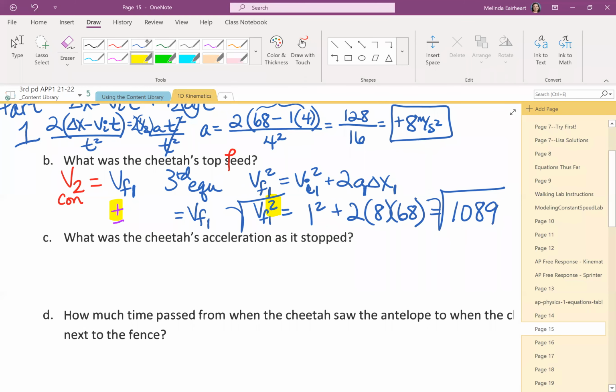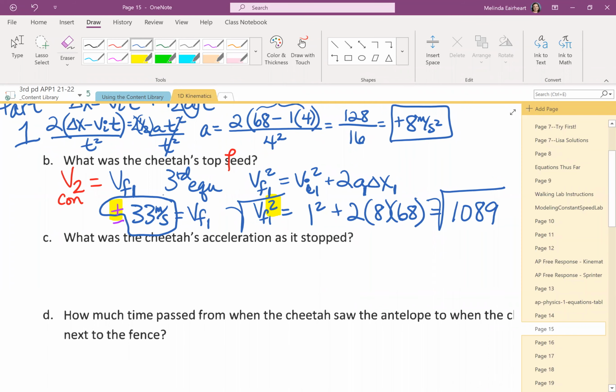All right, did I stall long enough? Do we have an answer? Square root of 1089 is? 33. So 33 meters per second, and it's going to be the positive term, okay? And by the way, later on, when we square root time, time is never negative. Always choose the positive value. Good on part B?